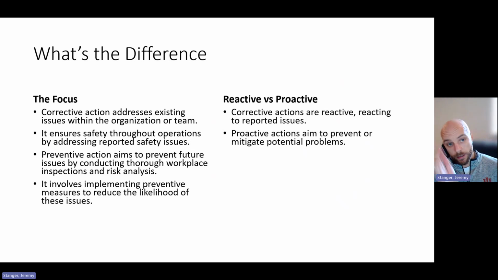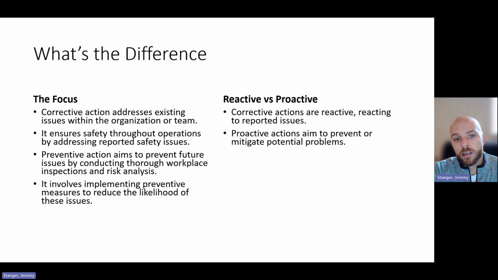So big thing here is what's the difference? So the focus: corrective action addresses existing issues with the organization and team. It ensures safety through operations by addressing and reporting safety issues. Preventive action aims to prevent future issues by conducting thorough workplace inspections and risk analysis.